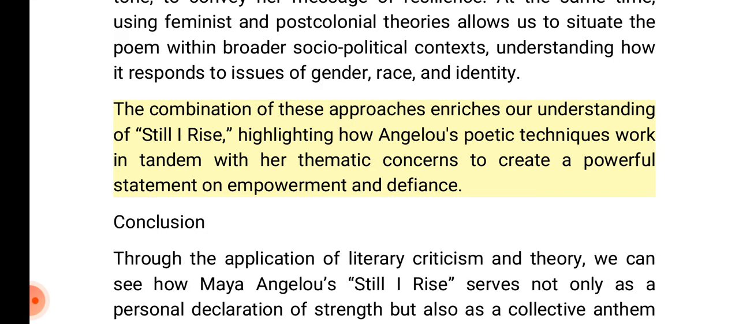The combination of these approaches enriches our understanding of Still I Rise, highlighting how Angelou's poetic techniques work in tandem with her thematic concerns to create a powerful statement on empowerment and defiance.